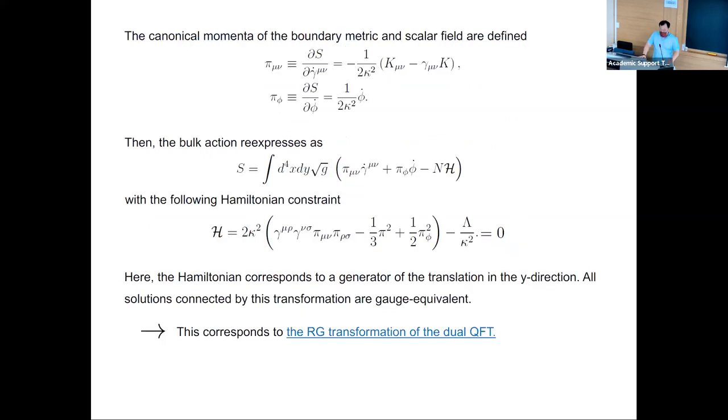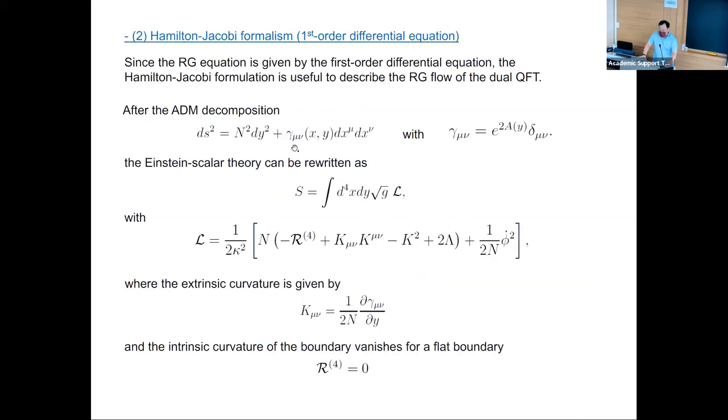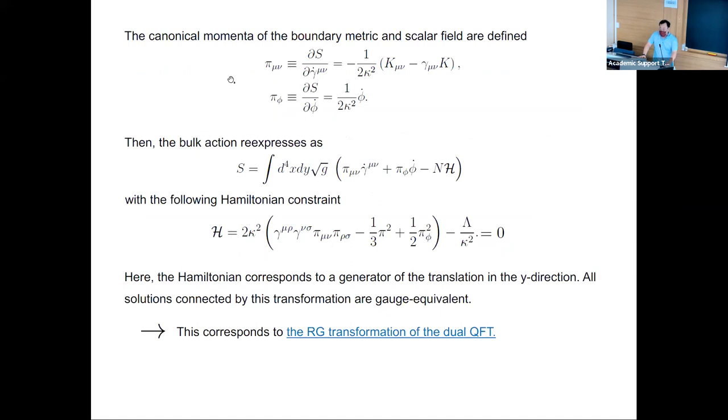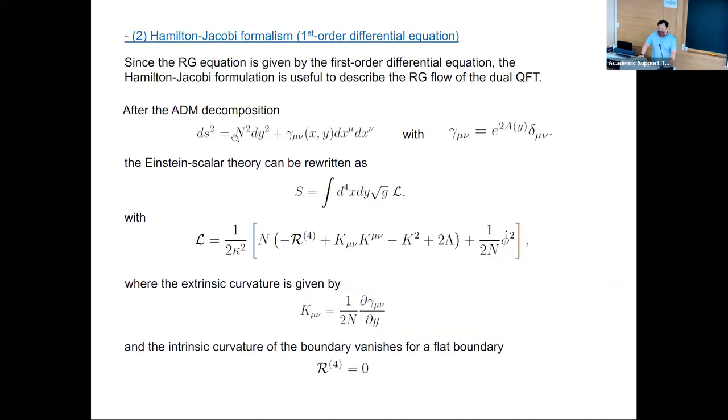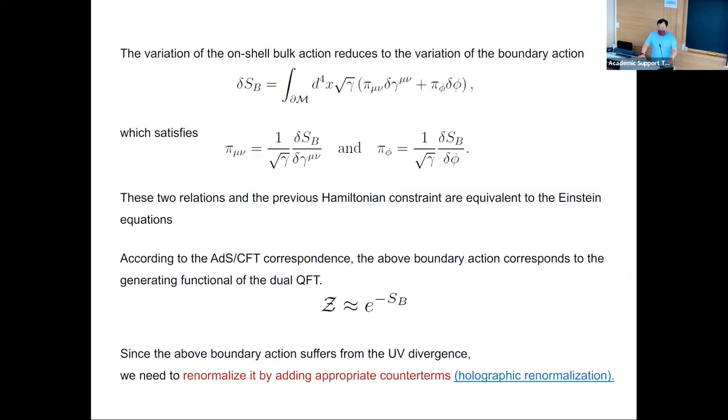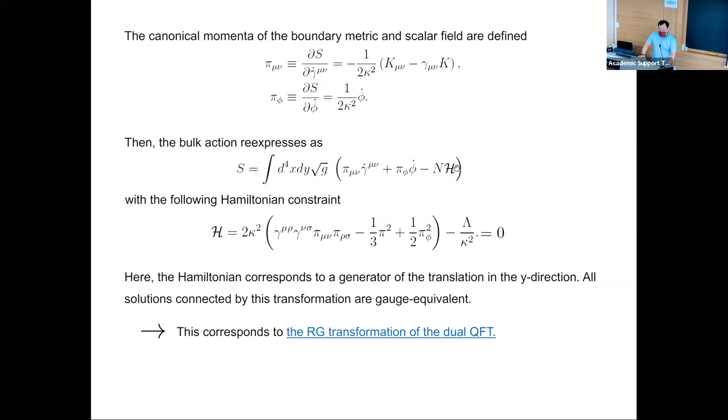From this equation, using the boundary metric, we can define the canonical momentum of the boundary metric. Here pi mu nu corresponds to the canonical momentum of the boundary metric, and pi is the canonical momentum of the bulk scalar field. Then this action can be rewritten in this form, which is the first order formulation. Here, n corresponds to the lapse function. The lapse function is non-dynamical, so its coefficient plays the role of a Lagrange multiplier.